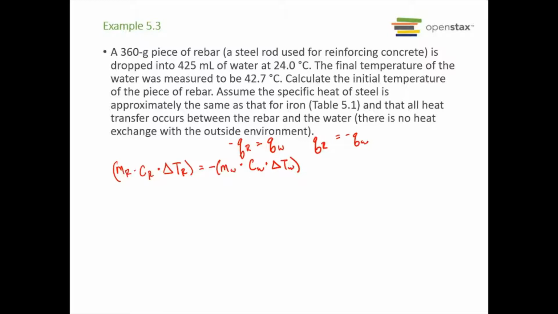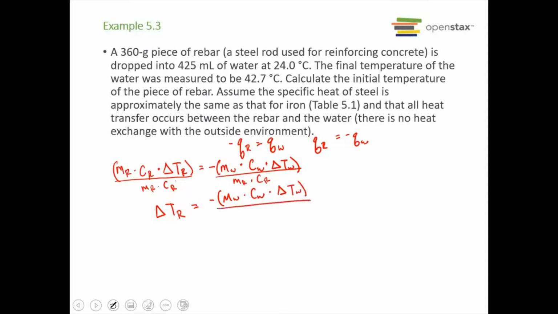So now let's go ahead and get this delta T rebar by itself, because we're looking for the initial temperature of the rebar. So we can divide both sides by mass of the rebar times specific heat of the rebar. And we see that delta T of our rebar is equal to negative mass of the water times specific heat of the water times change in temperature of the water divided by the mass of the rebar times specific heat of the rebar.